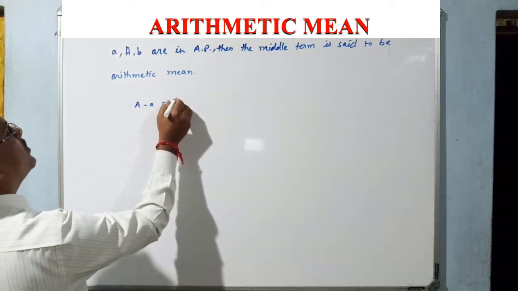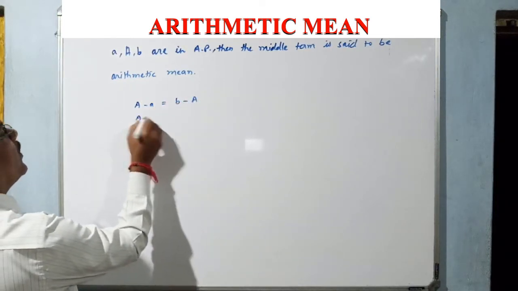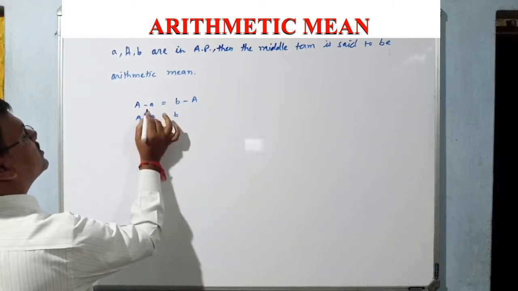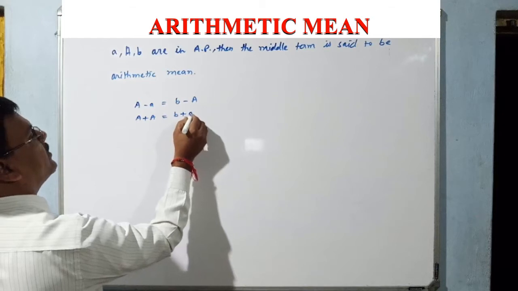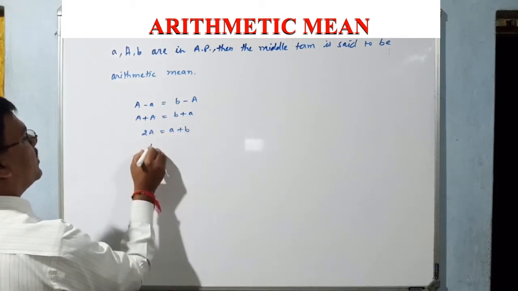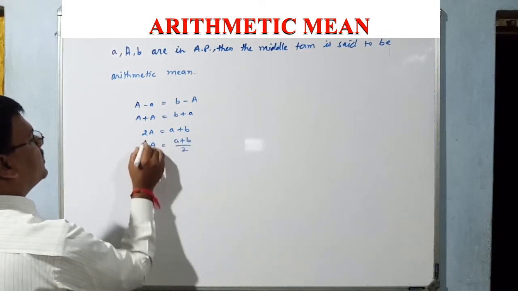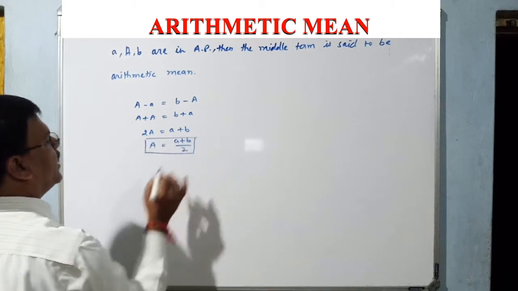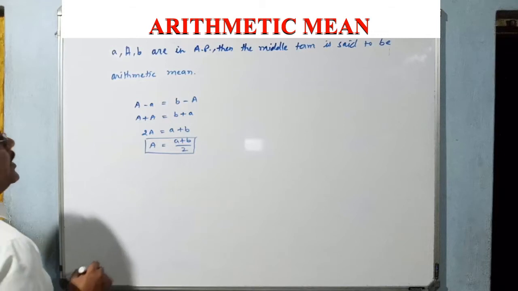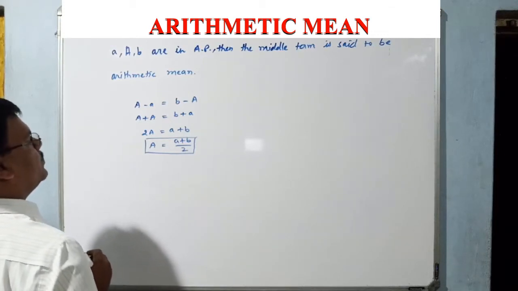A minus a equals b minus A. Transposing minus A to the right side and minus a to the left side, 2A equals a plus b. A is equal to (a plus b) by 2. This is the formula for arithmetic mean. Thus, the arithmetic mean of any two quantities is equal to half of the sum of those quantities.